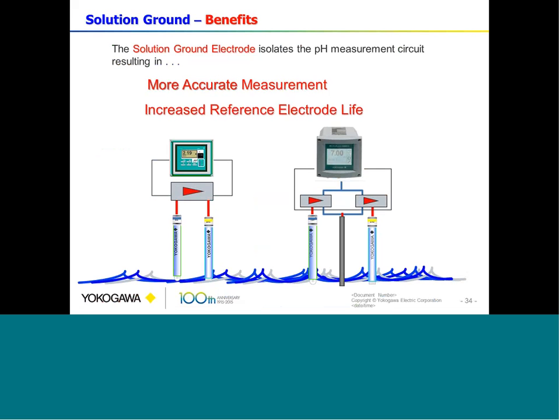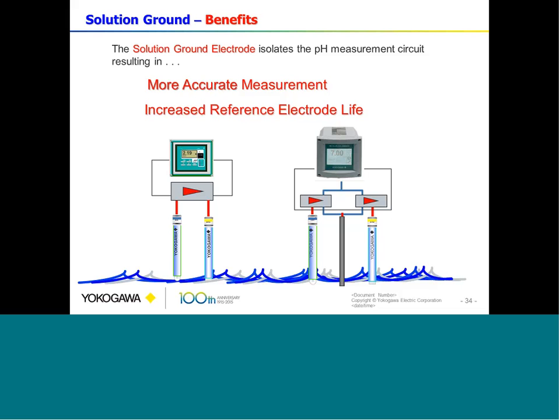Now, we haven't talked about the solution ground electrode, but it's an important one. In years gone by, before most people went to high impedance dual amplifiers, there were single-ended amplifiers where one side had the measuring electrode, which is a high resistance, and the other side had the reference electrode, which is a low resistance. Being a lower resistance, that reference electrode was the shortest path to ground, so stray currents and voltages would go through that electrode, causing it to be unstable and shortening its life.